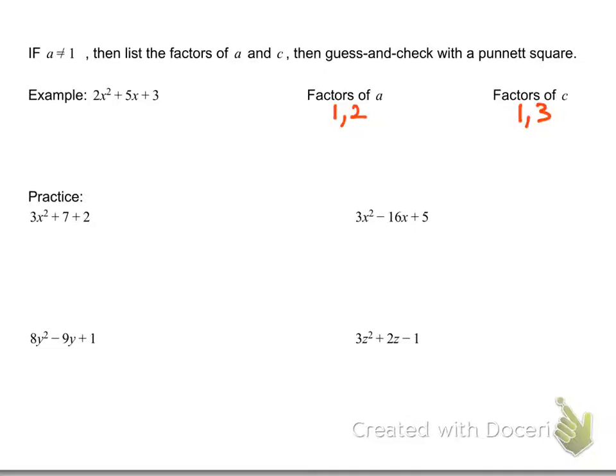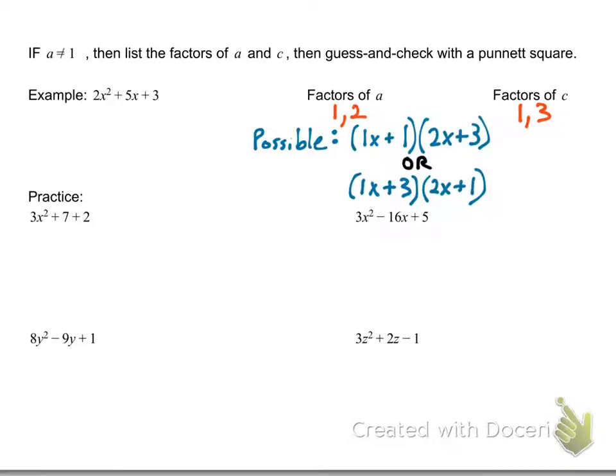That means that our answer has to have a 1 or a 2 in front of the x to start, and a 1 or a 3 at the end. So one combination that's possible is 1x plus 1, a 1 in the beginning and a 1 at the end, multiplied by 2x plus 3, a 2 in the beginning, 2x, and a 3 at the end. Another possible combination is if we switch those: 1x plus 3, and 2x plus 1. Do you see how I got those from a and c?